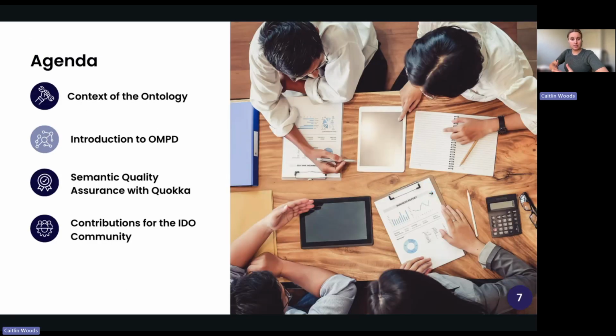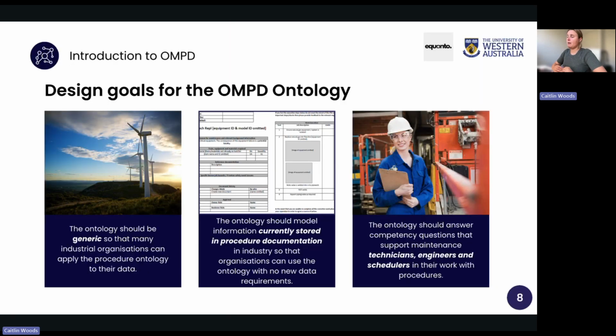So now I'm going to introduce OMPD, the ontology that we created as part of this project. Before we started creating the ontology, we sat down and figured out the design goals. The first design goal was that the ontology should be generic, so that many industrial organizations, not just mining, not just manufacturing, can apply this procedure ontology to their data.